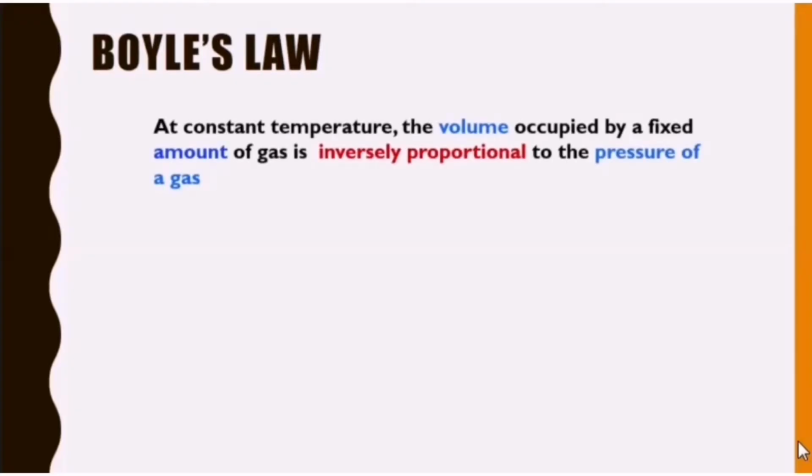Boyle's law states that at constant temperature, the volume occupied by a fixed amount of gas is inversely proportional to the pressure of the gas. This is how to write the relationship between these two variables, which is volume and pressure. Always remember to put the conditions of Boyle's law, which is that temperature and amount of moles are fixed.